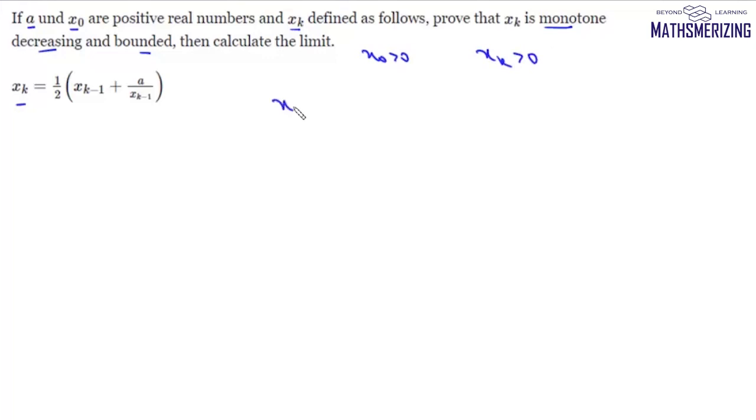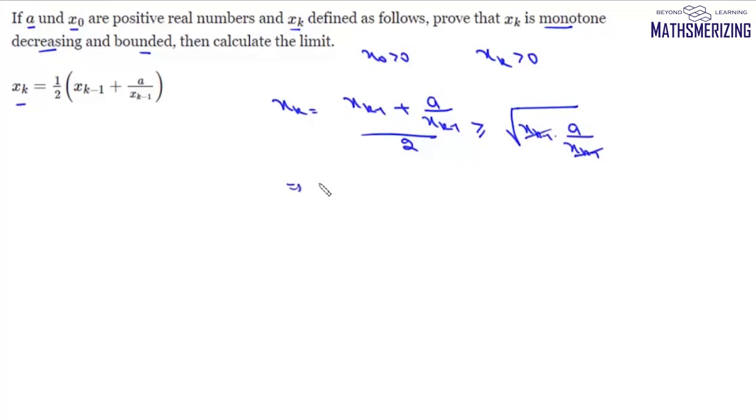Now if we write this x_k as (x_{k-1} plus a upon x_{k-1}) by 2, then we know that the arithmetic mean is always greater than or equal to its geometric mean, and its geometric mean will be the square root of x_{k-1} times a upon x_{k-1}. So this x_{k-1} will cancel. So from here we can say this x_k will be greater than or equal to the square root of a. That means the sequence is bounded below.